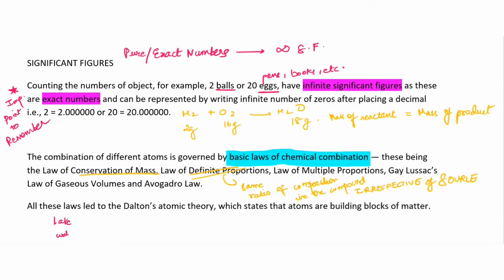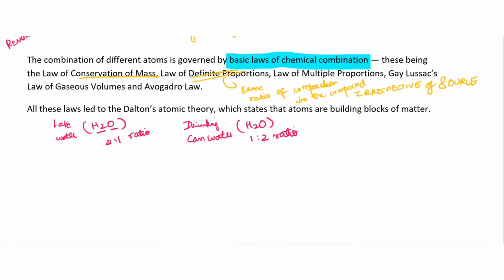Okay, so let's take water from a lake. The lake water's formula is also H2O, isn't it? And drinking canned water, that's also H2O. So the ratio of hydrogen and oxygen is 2 is to 1. Okay, sorry, I wrote this wrong. It is 2 is to 1, H2O. So this ratio is always the same irrespective of whether the water was taken from a lake or it was drinking water. Okay, so this is what the law of constant composition means.